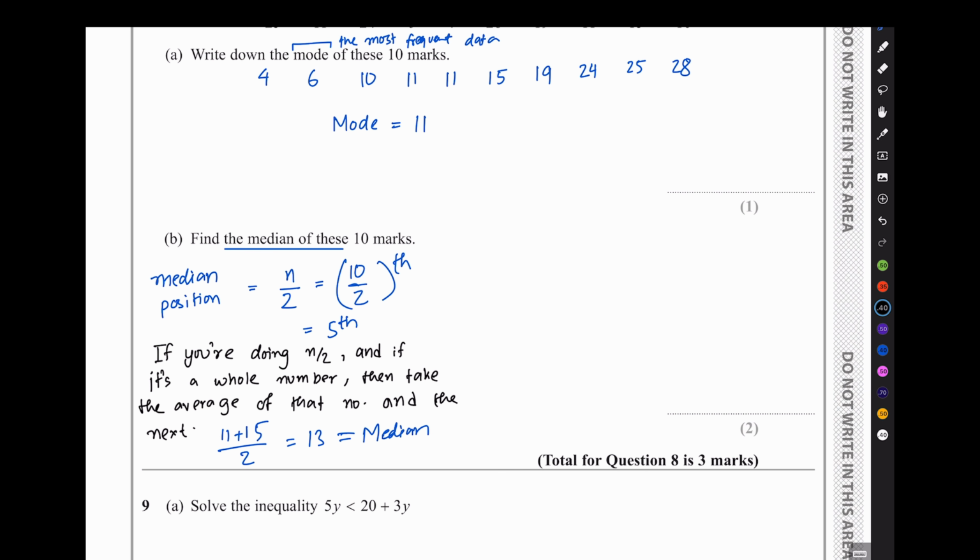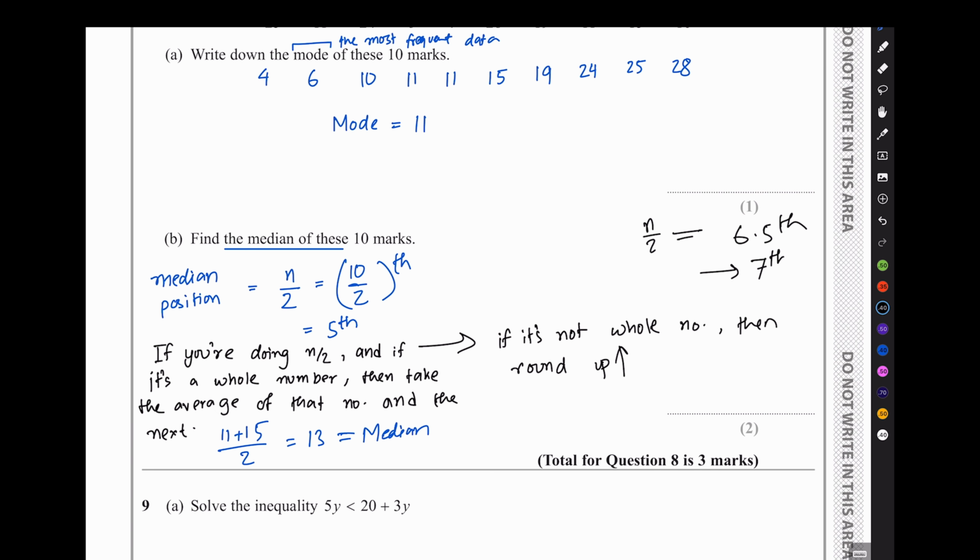And if it's not a whole number, then round up. What do I mean by that? Let's say you do n by 2 and it comes out to be, I don't know, 6.5 position. Then you round up. What do I mean by up? It should turn to 7. So take the seventh term. If you do n by 2 and it comes out to be 13.5 term, then you take the 14th term. Remember, this is only for the n by 2 situation.